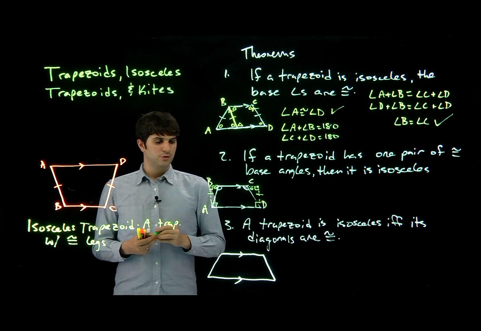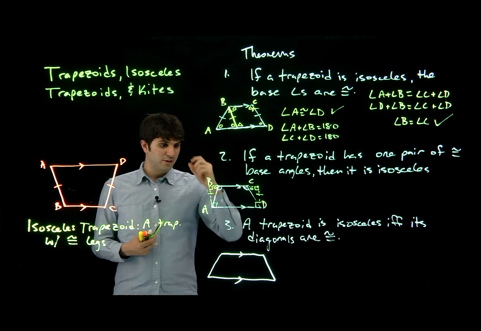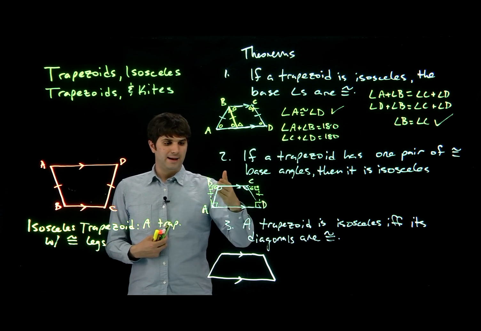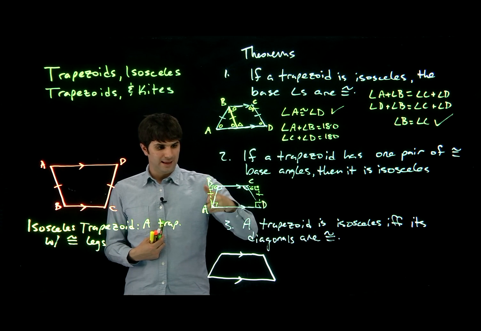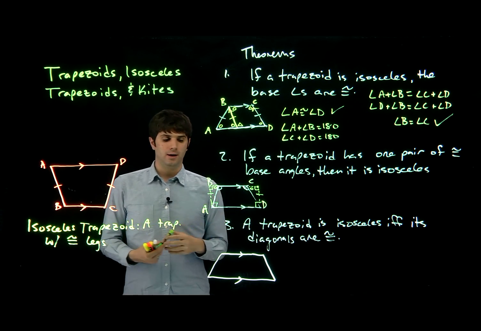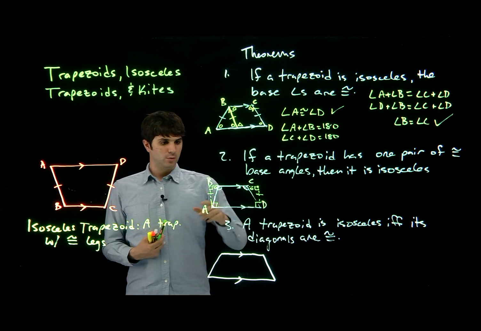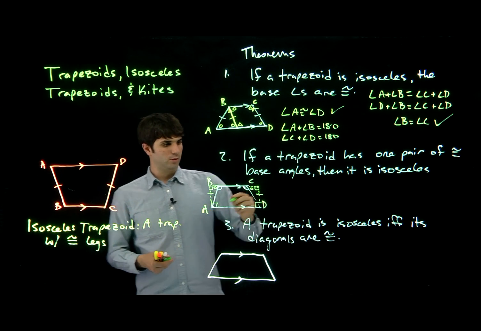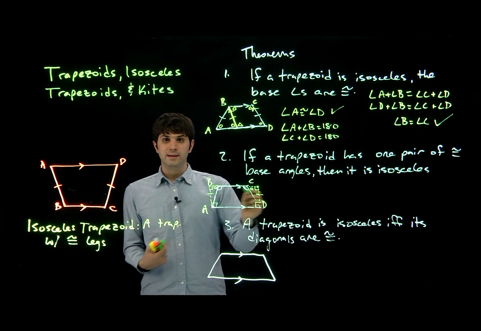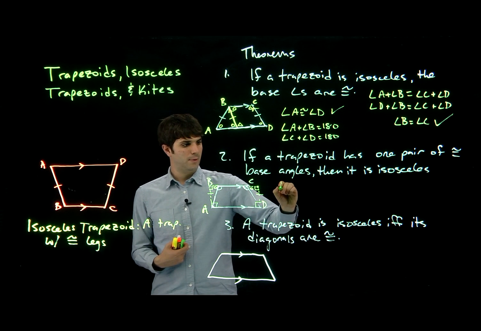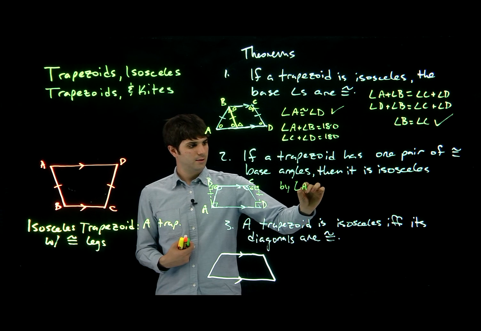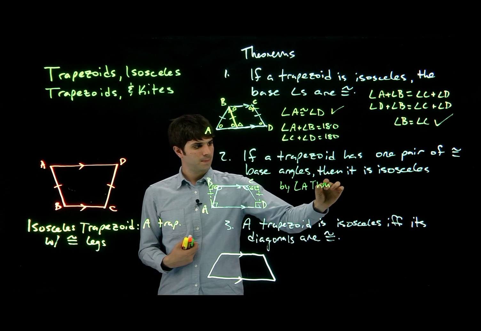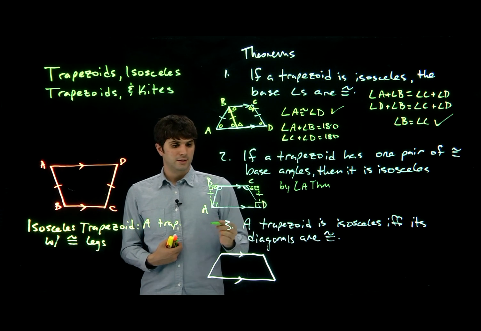Okay. So if we know that's true, then by LA, leg and angle, right triangle congruence, we know that this triangle and this triangle are congruent. So we know that these two green triangles are congruent by LA theorem. And if they're congruent, then we know that the hypotenuses are congruent.